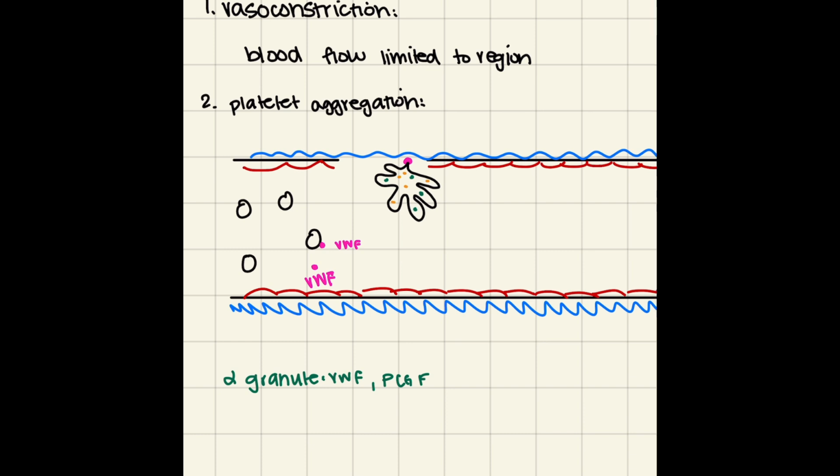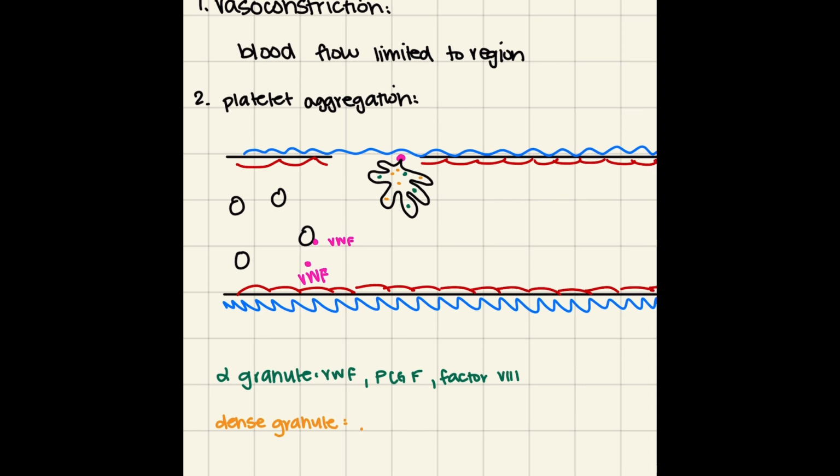Then the dense granule, also, this releases factor 8. I think that's how you word it. Okay. The dense granule releases ADP and calcium. And those are the important ones to remember. And then this ADP that we release from the dense granule is going to come and bind to platelets as well. And ADP also activates platelets.